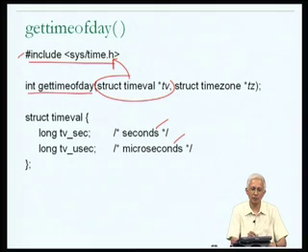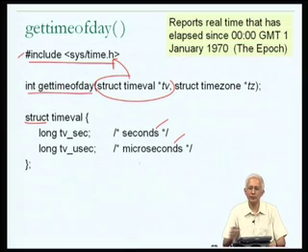The fields are called TV_, TV for time val. So, TV underscore sec and TV underscore microsec or usec. So, clearly this is a structure which contains something to do with time to the granularity of microsecond apparently. And the question is, how do we use this?